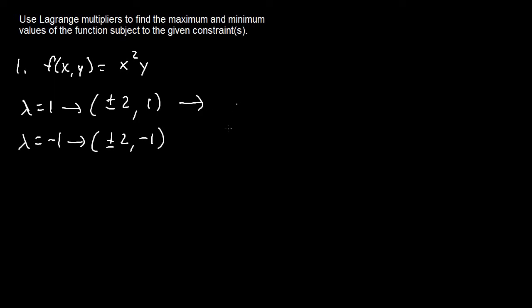function, we'll then get 2 squared, which is 4, times 1, so we'll get 4. And then if I plug in plus or minus 2, negative 1 into the original function, we'll get 2 squared, which is 4, times a negative 1 this time, so negative 4. So now given this information, we can conclude that negative 4 is going to be the minimum value, and then 4 will be that maximum value.